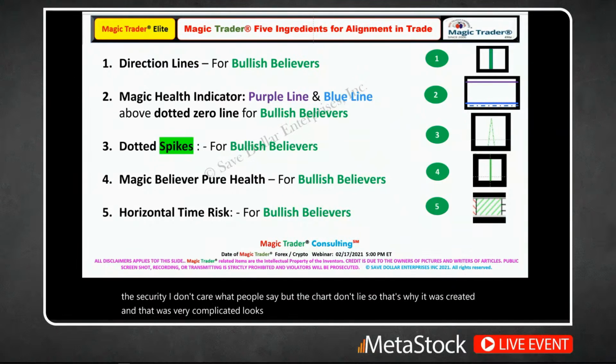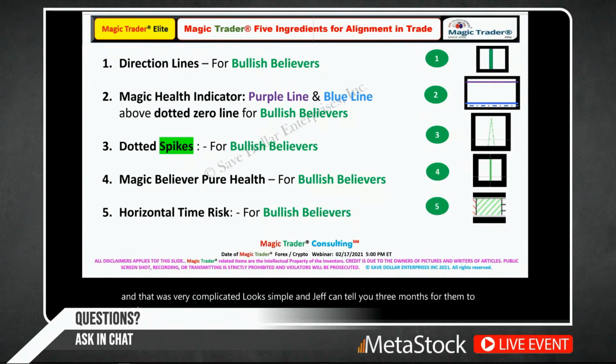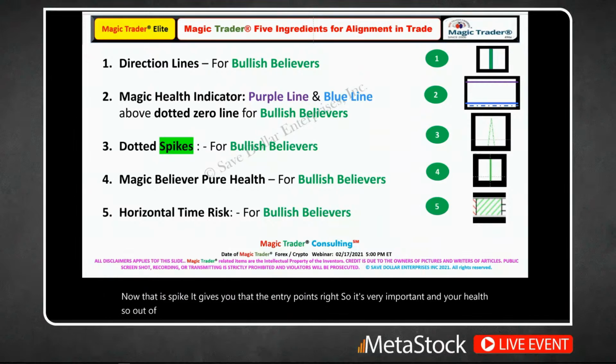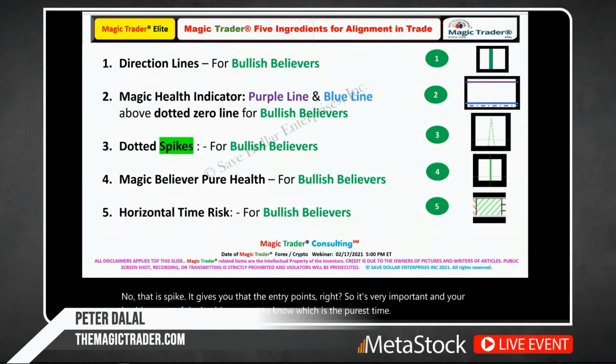And Jeff can tell you, 3 months for them to put it together. Miles and miles of formulas. So it took a lot of pain. And that's the health of the security. We spent a lot of years to figure it out. Now, data spike gives you the entry points, right? So it's very important. And pure health. So out of the health, we want to know which is the purest time, so we could make decisions. So that gives you that purity.